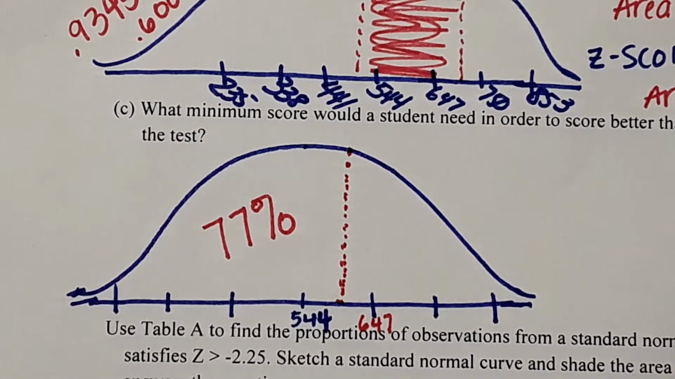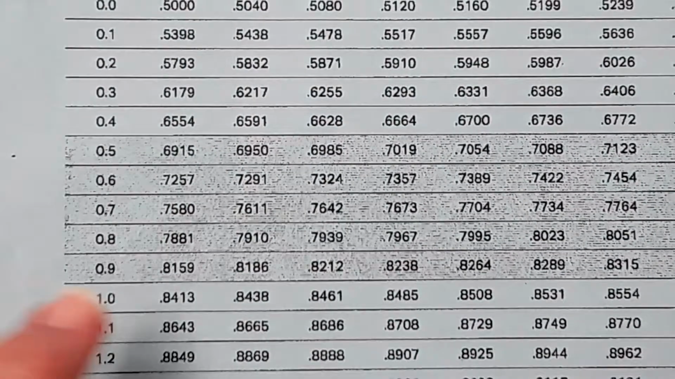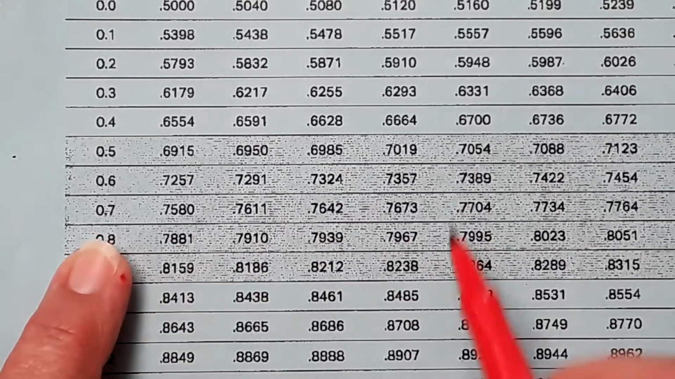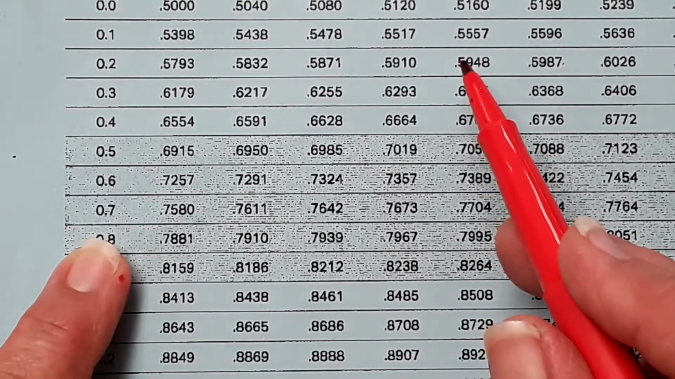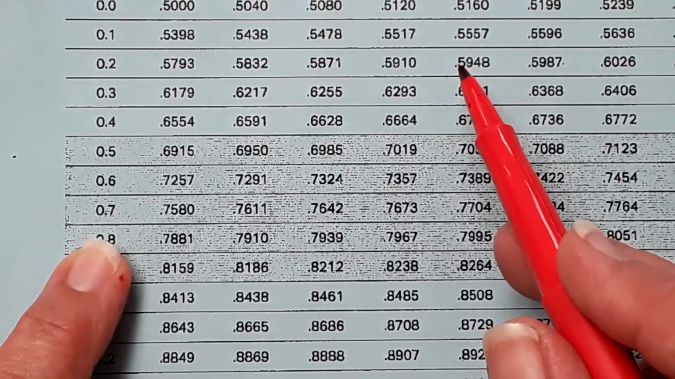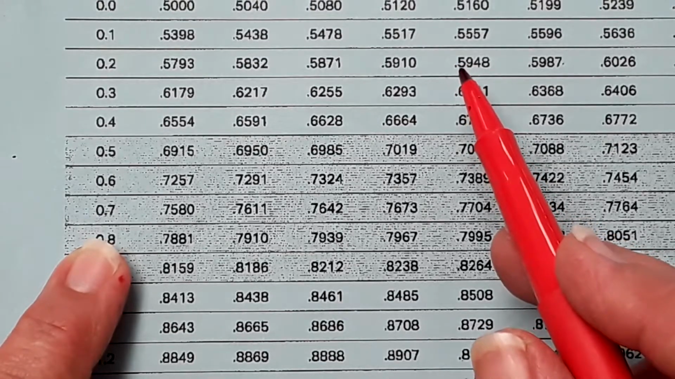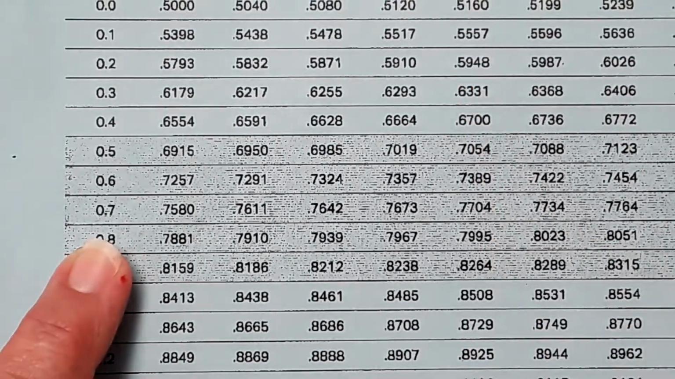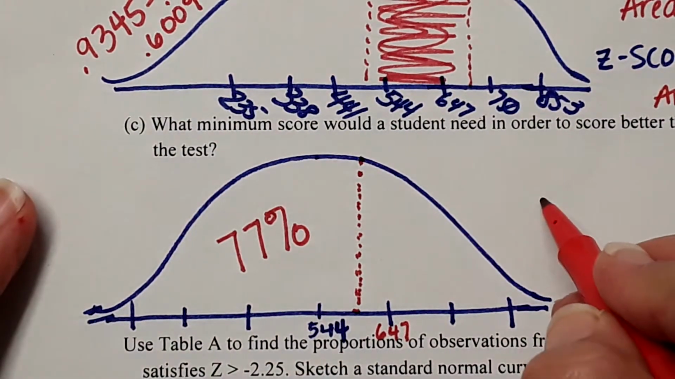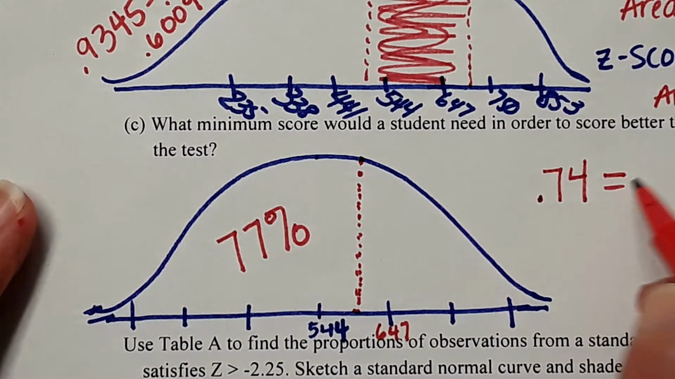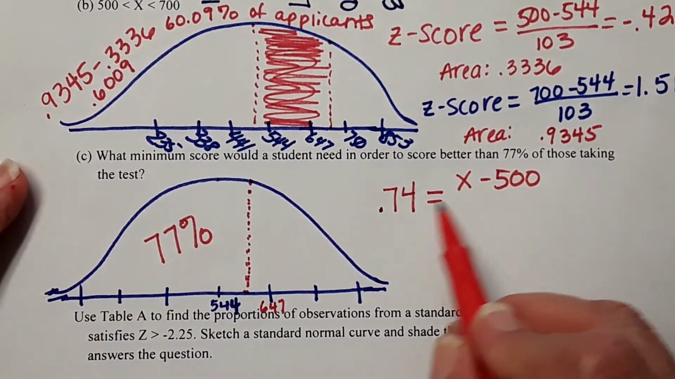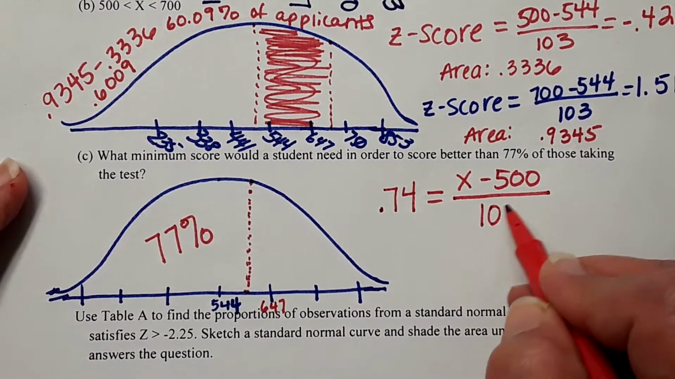What did you guys get for your Z-score? I found 0.7704, and I got a Z-score of 0.74. Is that what you guys got? Do you agree with that? Is there anyone in here that has no idea what I just did? Okay. So my Z-score is 0.74, X minus 500 over 103.